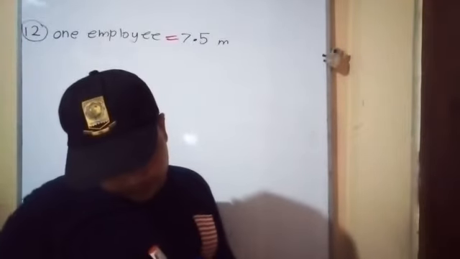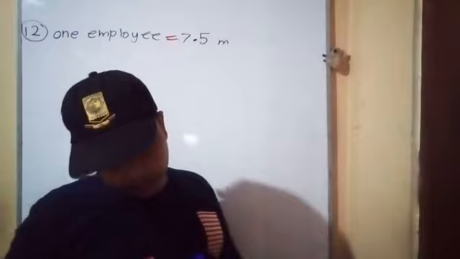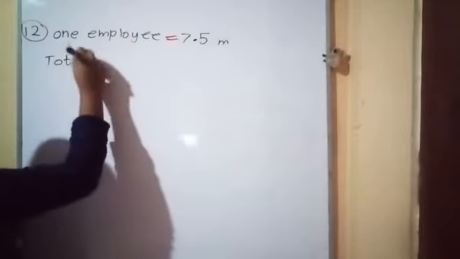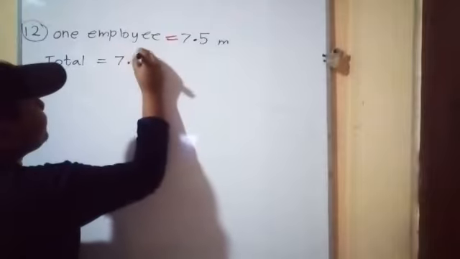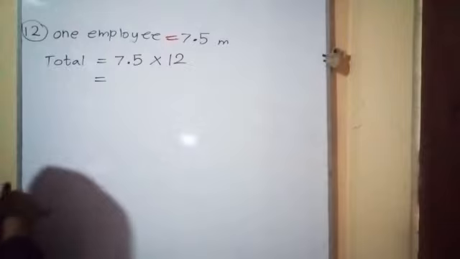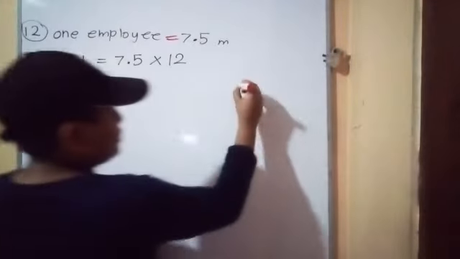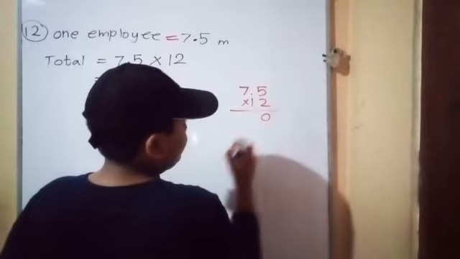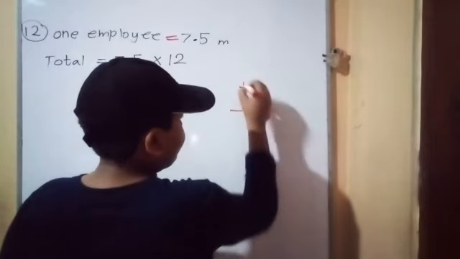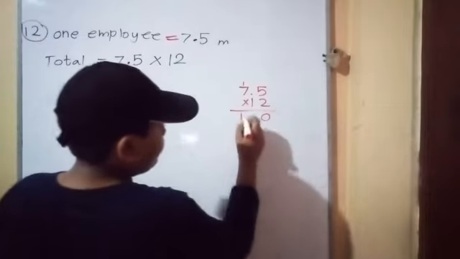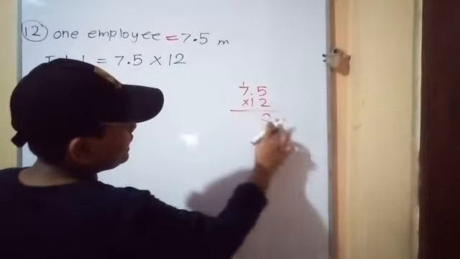Now that means for 12 employees, let's find the total. That means 7.5 multiplied by 12. What is the answer? You get 7.5 multiplied by 12, you get 0, and therefore 1. You can get it like this also.